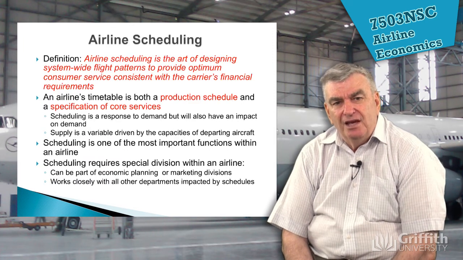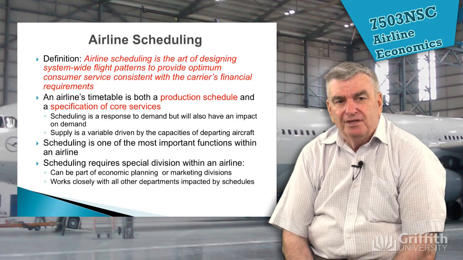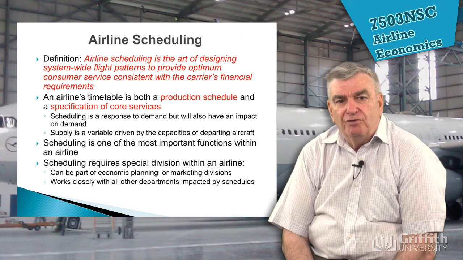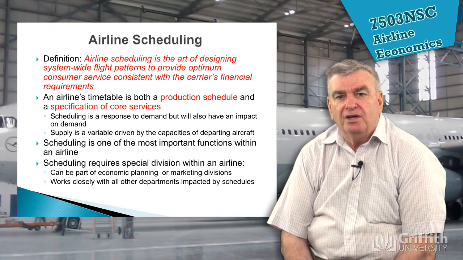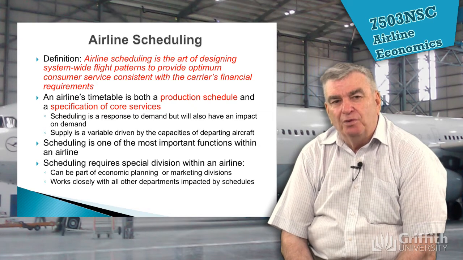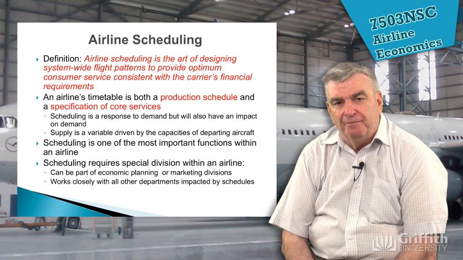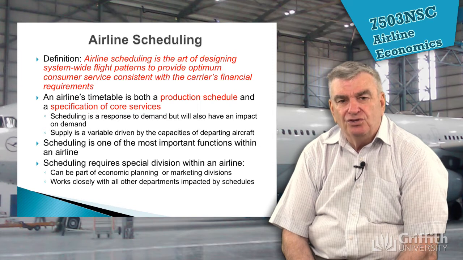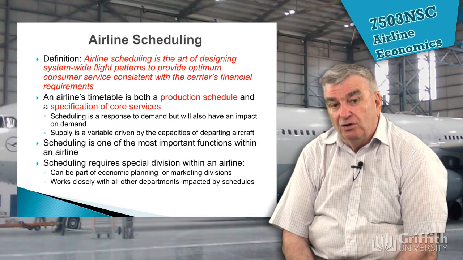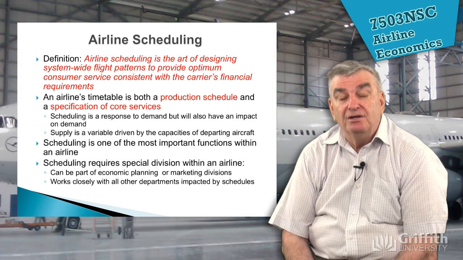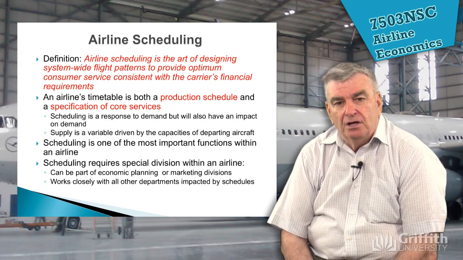detail in the lecture. If we look at airline scheduling itself, if we look at the definition, it's the art of designing system-wide flight plans to provide optimum consumer service consistent with the carrier's financial requirements. Now, notice the operative word art. That is, we try to make it a science as much as possible, but the science can only go so far. There are certain things where humans have to come into the equation to actually design the schedule. And so whilst we will learn that without computerisation, airlines couldn't keep their complex schedule production, there is still an art as part of that.